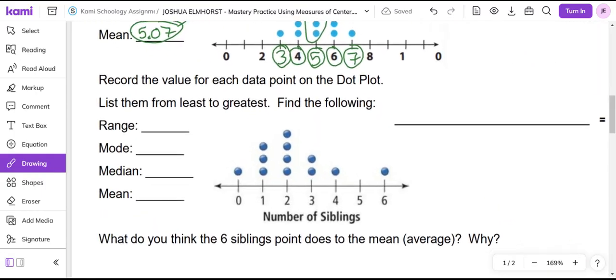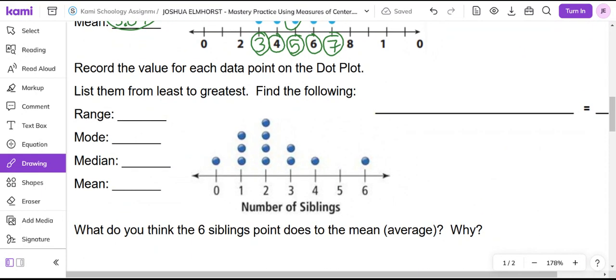Okay, one more example for the front. First thing you're going to do is organize your data. How are you going to organize it? From least to greatest. Do it. Instead of waiting for me to show you how to do it each time, you go ahead and organize the data.